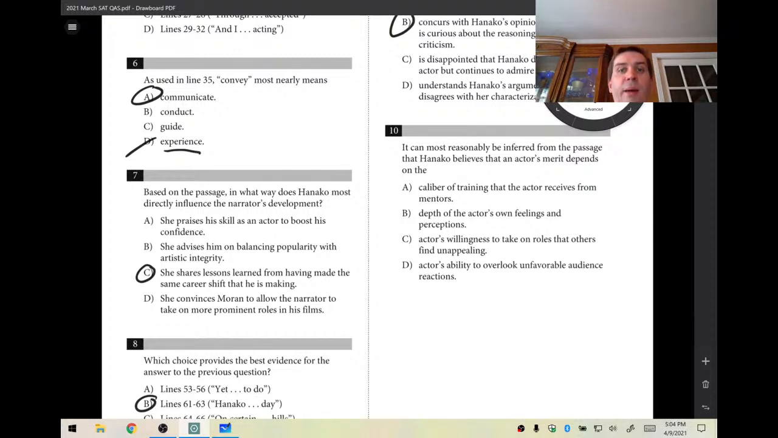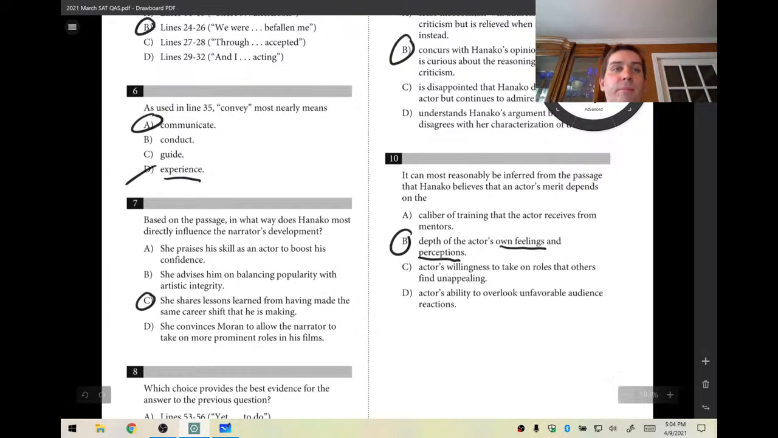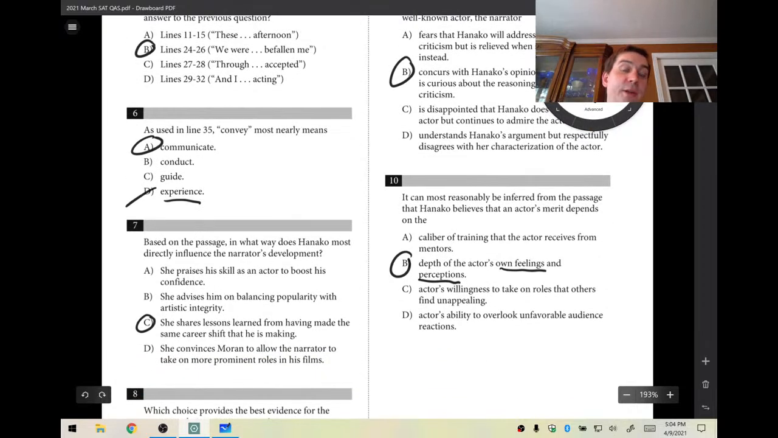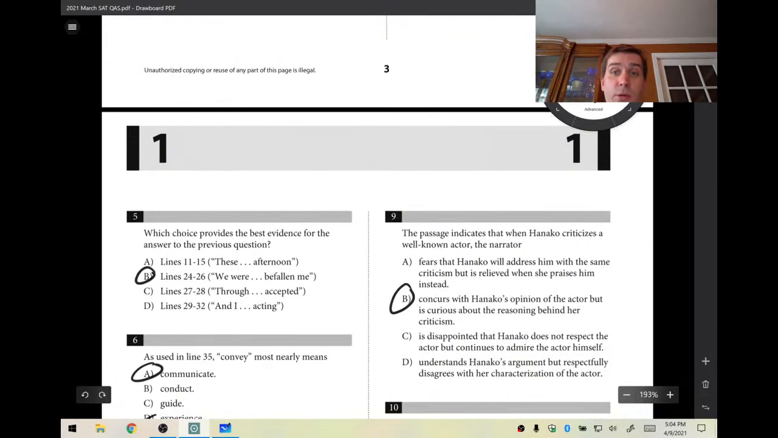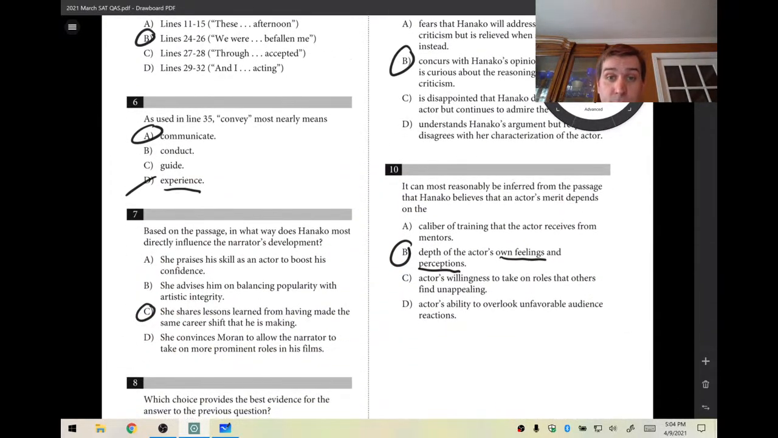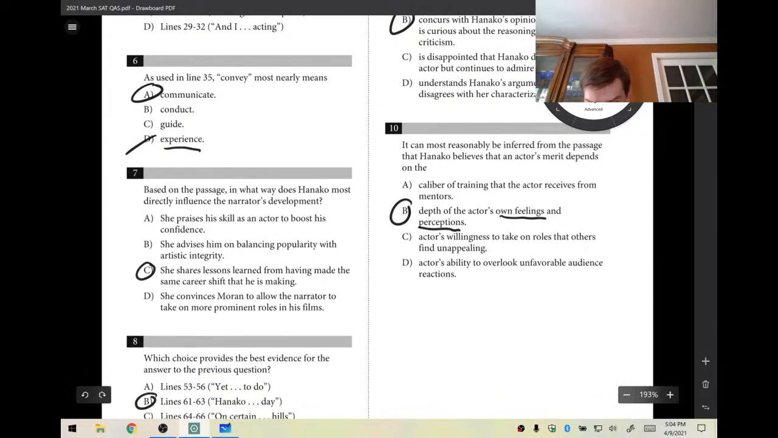The best way to describe talent and an actor's ability to portray a character would be the depth of the actor's own feelings and perceptions, which show that some people have it and some people don't, according to Hanako. So that one was C. All right, no, sorry, that one was B.